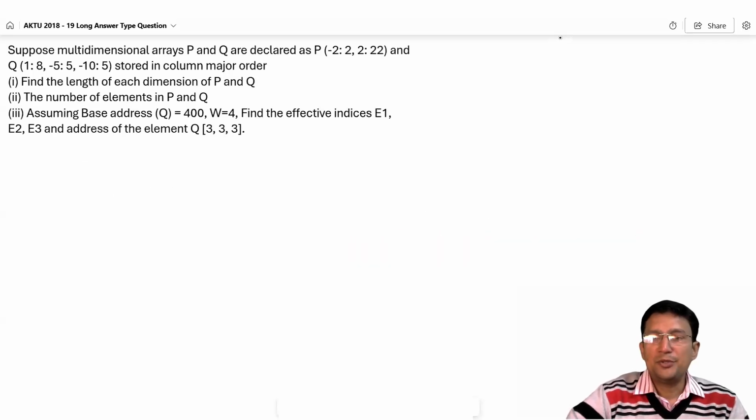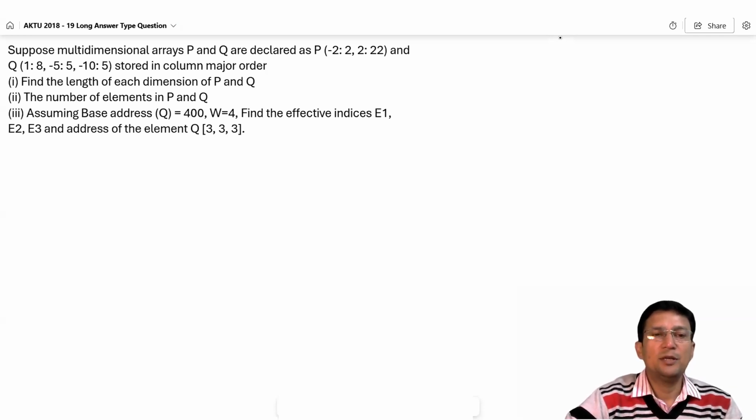Everyone, we are solving some questions which have been asked in the AKTU examination. So, ये array index formula का एक numerical है. Suppose a multi-dimensional array P and Q are declared as P minus 2 से 2 and 2 से 22, and Q 1 to 8, minus 5 to 5, minus 10 to 5, stored in the column major order form. So we have to see it very clearly that these are in the column major order form.